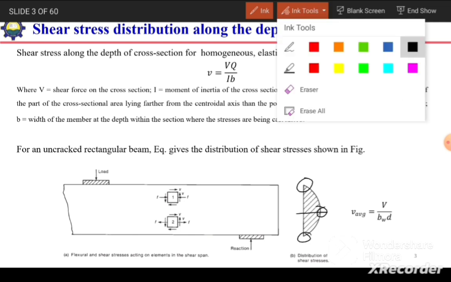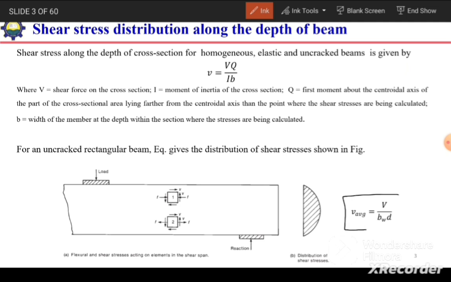And if we want to calculate its average value, we can calculate it like this: V over b_w d. So we can take its average as the shear force divided by b_w, the mean width of the beam, and d, the effective depth of the beam.